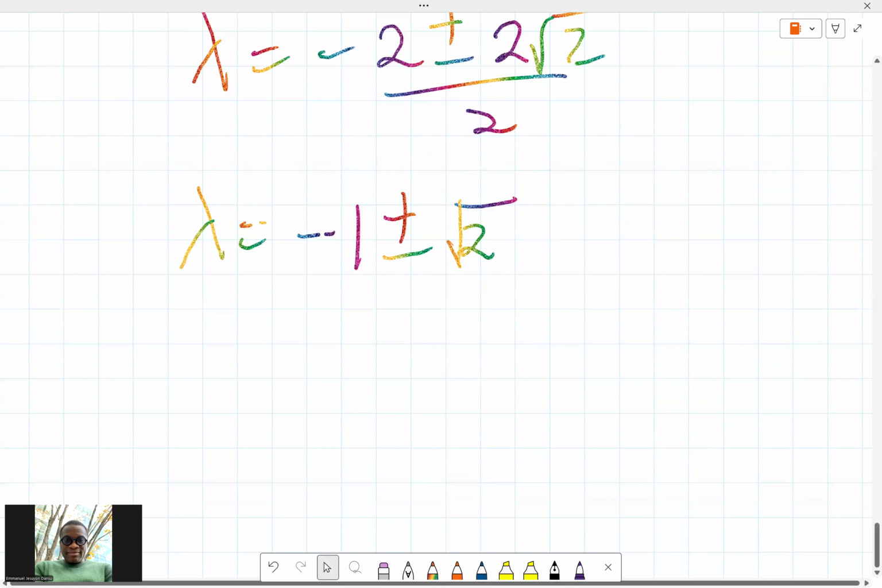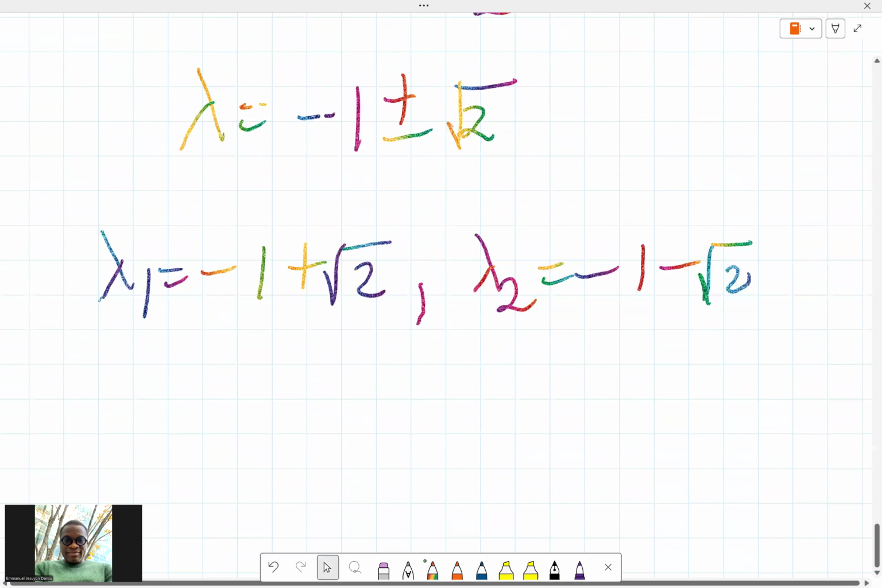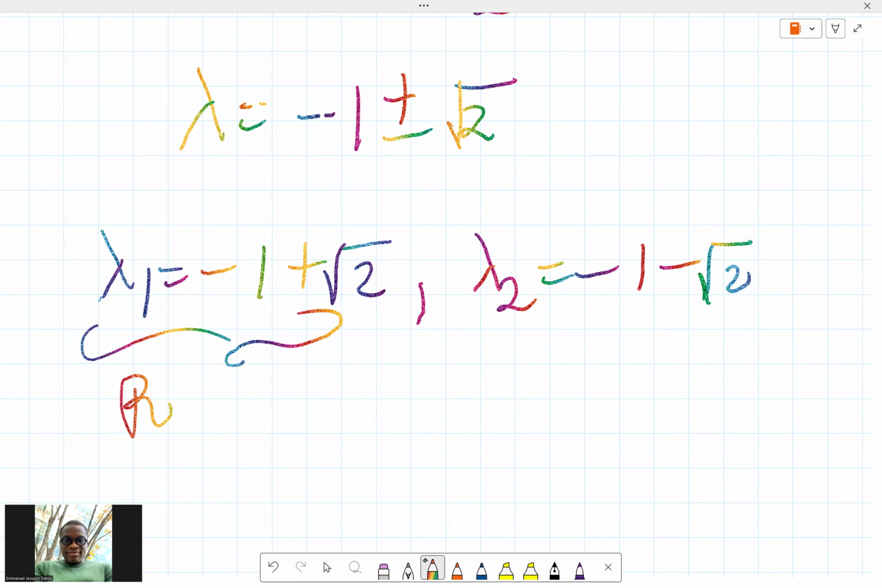So that means we have 2 lambda. So we can say lambda 1 is -1 plus root 2, and lambda 2 is -1 minus root 2. However that goes, we know that this is positive. Why is it positive? Let me go all the way so we can be sure of the positivity.